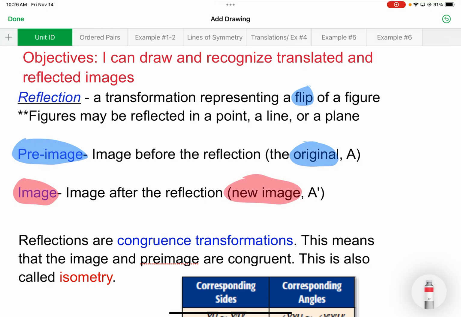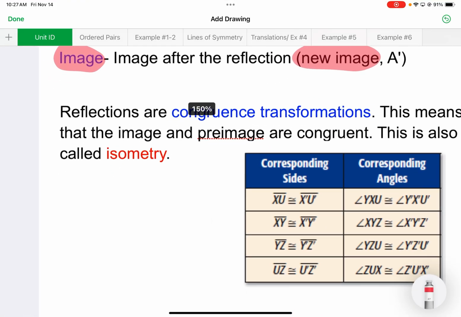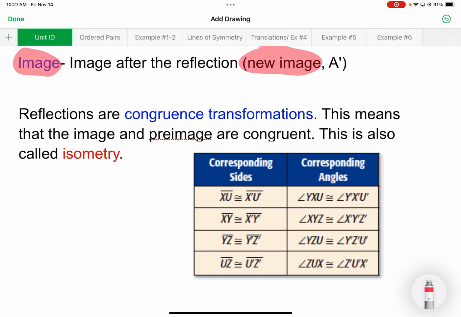Now, I mentioned this already, but reflections are congruence transformations, meaning when I reflect something over a line, it does not change its size or its shape. That is still intact. So this is what we would call a congruence transformation. It means that the image and the pre-image are congruent to each other. This is also called isometry. So when you do some sort of manipulation or change to a figure and it does not change its size or shape, we would call that isometry, or we would say that the figures are isometric.